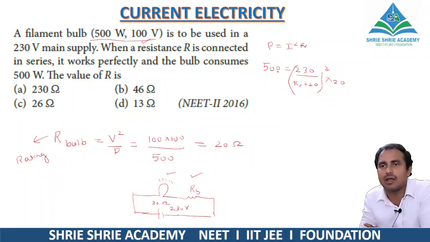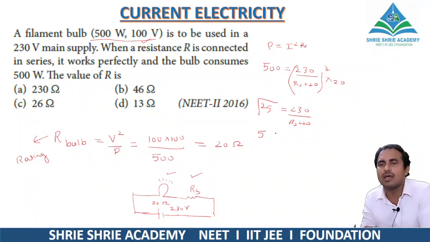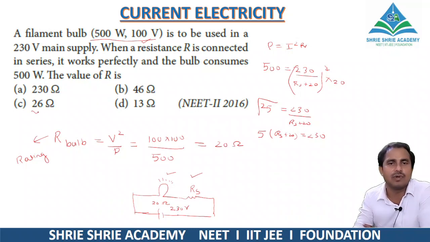So 500 by 20, if you take, you get 25, and the square becomes square root here. So you get 5 equals 230 divided by Rs plus 20, right? Now 5 into Rs plus 20 is equal to 230. If you divide this, you get 46. Then 46 minus 20 gives 26 ohm resistance. The main thing is the formation of this equation.